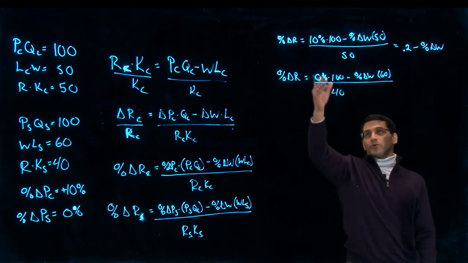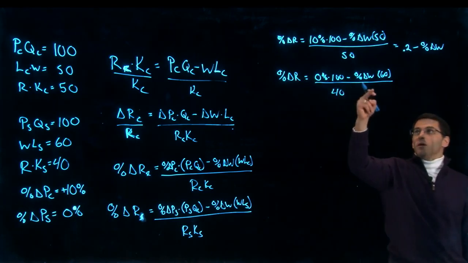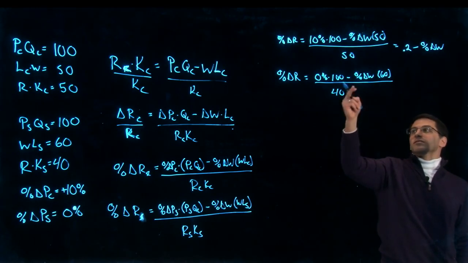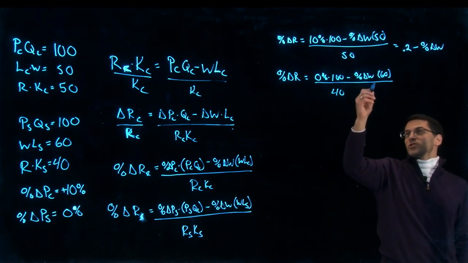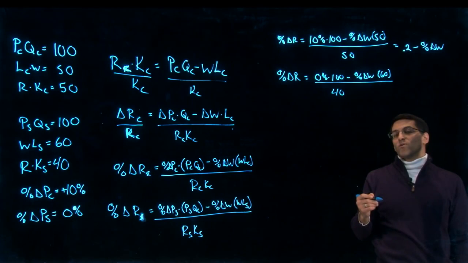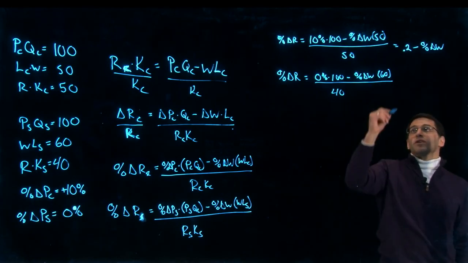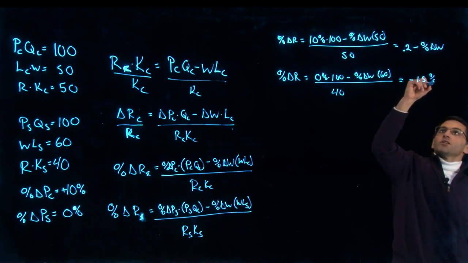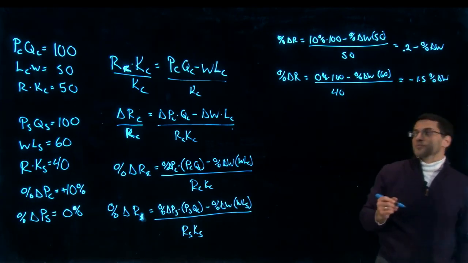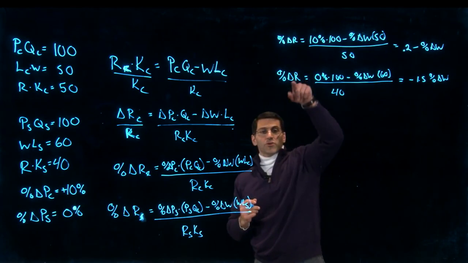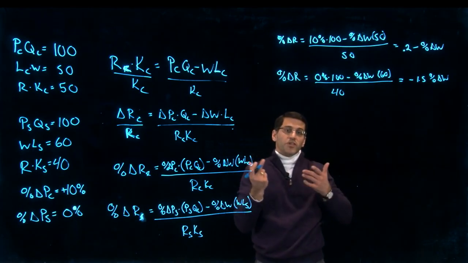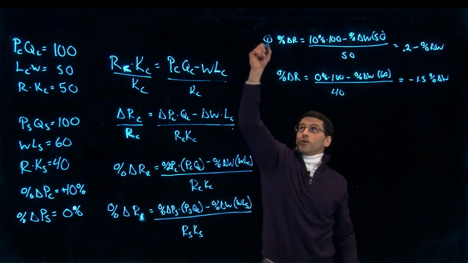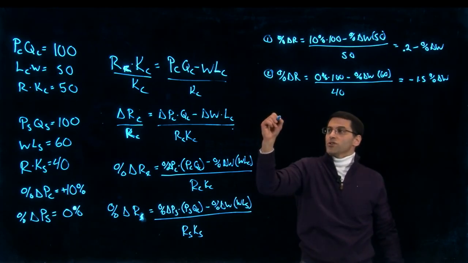0% times 100 is 0, so the first term pops to 0, minus percent change in the wage times 60 over 40, which is 1.5. That's equal to a minus 1.5% change in the wage. Again, since these two rental rates are equal to each other, we can just set equation 1 equal to equation 2.